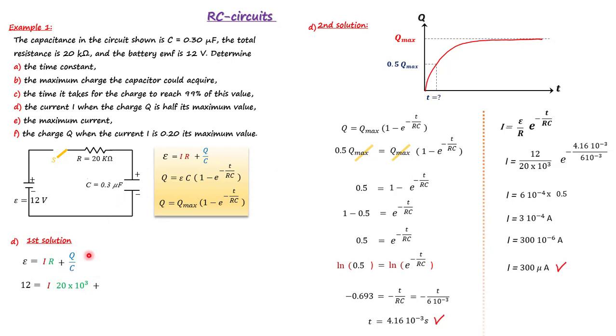Now I want to calculate current when charge becomes half of its maximum value. But I already know the maximum value of the charge, which is 3.6 microcoulomb. I'm going to take the half of the maximum charge and divide by C, the capacitor. From here, I can directly get the current, which is 300 microampere, the same value we got in the second solution, with very less effort and time. Well, choose your way. You can have first solution or the second solution.